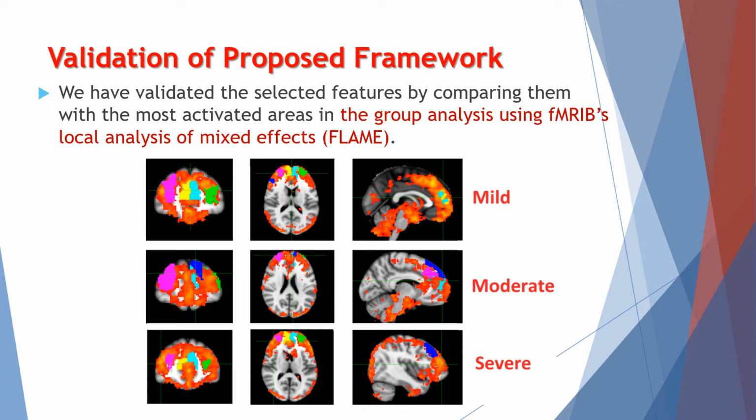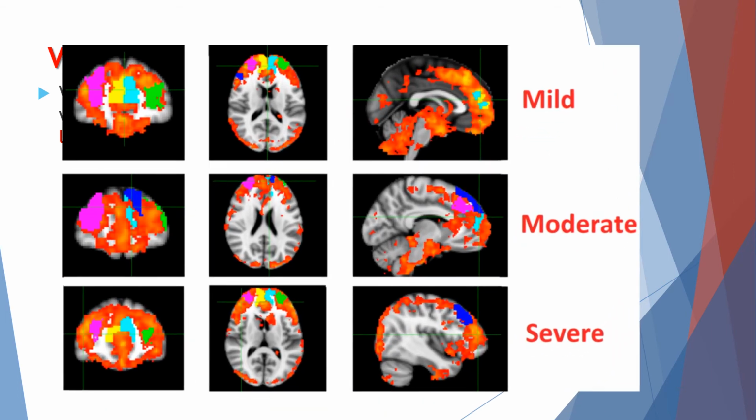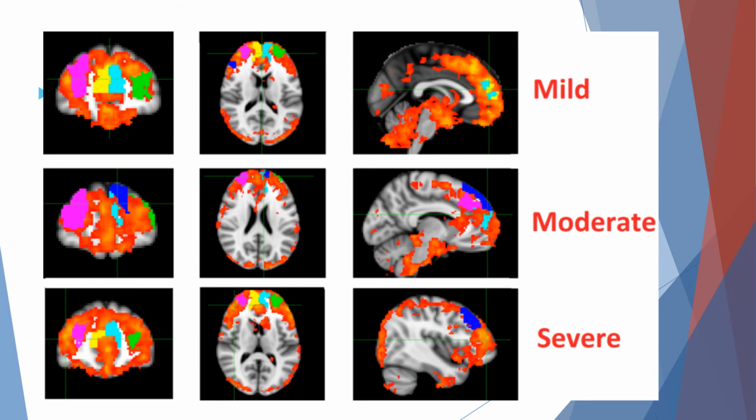So we have validated the selected features by comparing them with the most activated areas in the group analysis using FLAME. As we can see in the figure, the orange highlighted areas are the activated areas obtained by FLAME. The other colored areas are the most selected areas by RFE. We can notice the overlap.